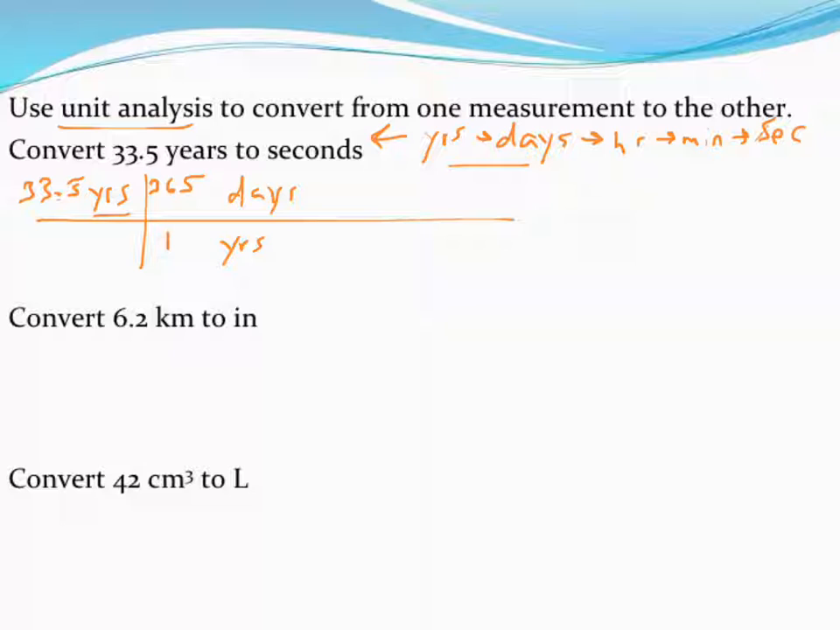Now, be careful that those numbers end up in the right spot. Sometimes your one is on top. Sometimes your one is on the bottom. Just read the conversion to yourself and see if it makes sense. 365 days to 1 year makes sense to me. If you had your numbers flip-flopped and you said 1 day is 365 years, that tells you something went wrong, okay?